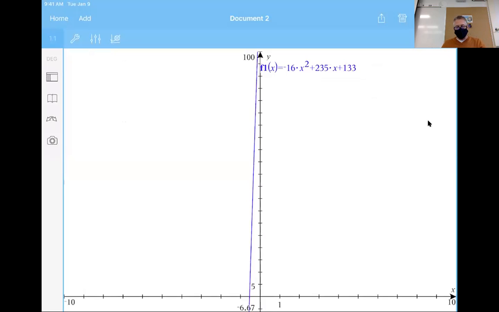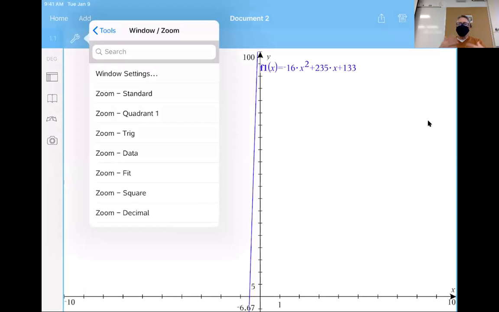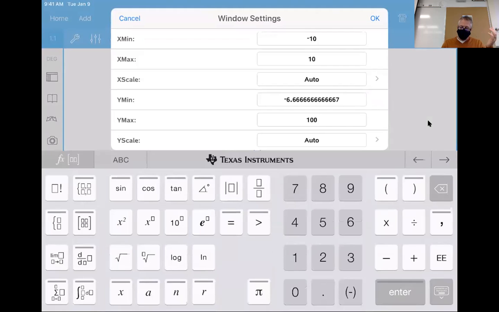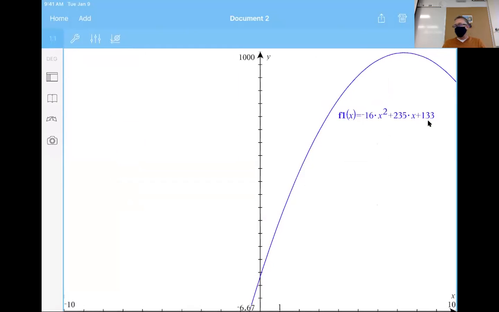So I'll go back to my toolbar, in the upper left-hand corner. And being able to do this process and fiddle around with your calculator is going to be a skill that we're going to have to work on. So I'm going to hit Windows Settings. And my Y max, now to multiply by a factor of 10, I'm just going to add a 0. So I'm going to make it 1,000 now. So it goes up quite a bit. I hit OK. All right, so that's looking better.